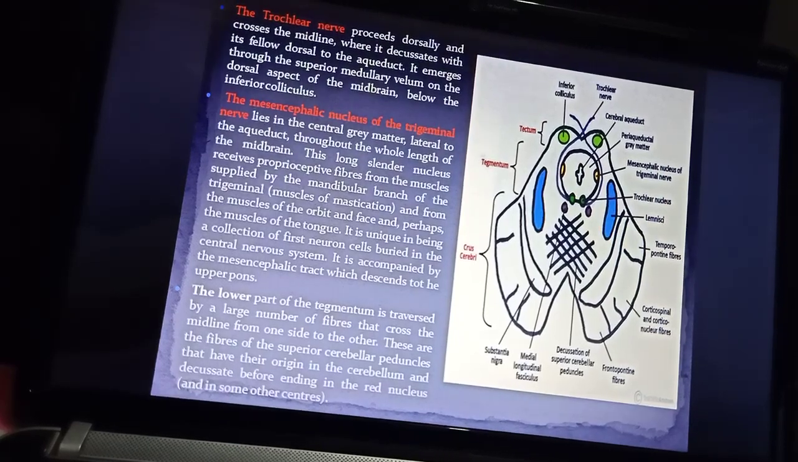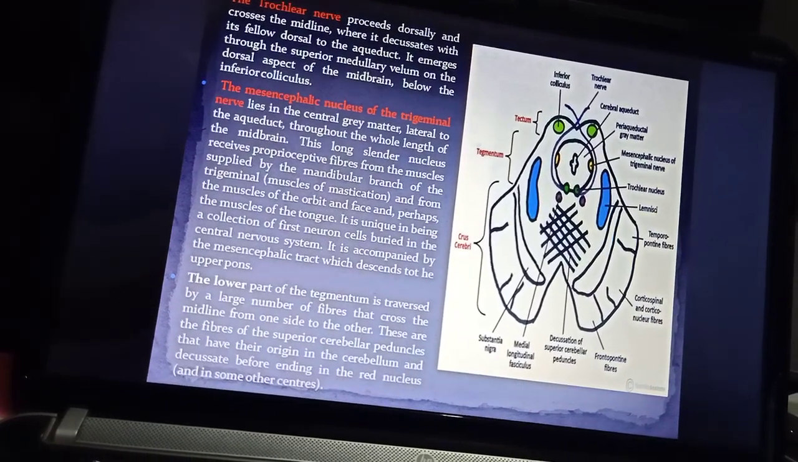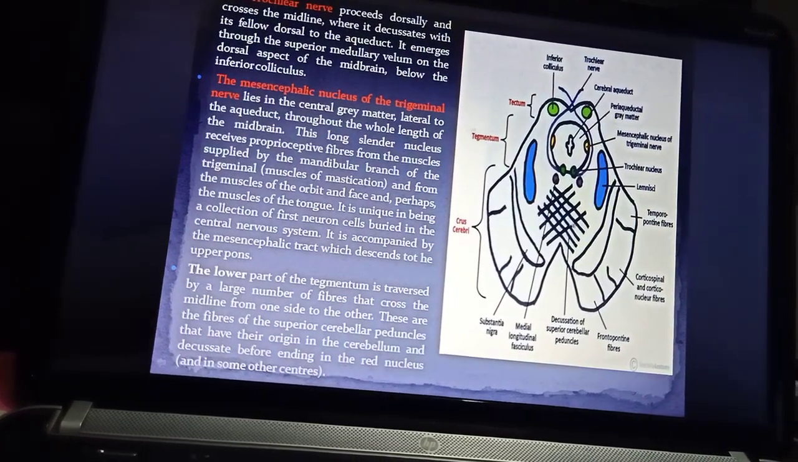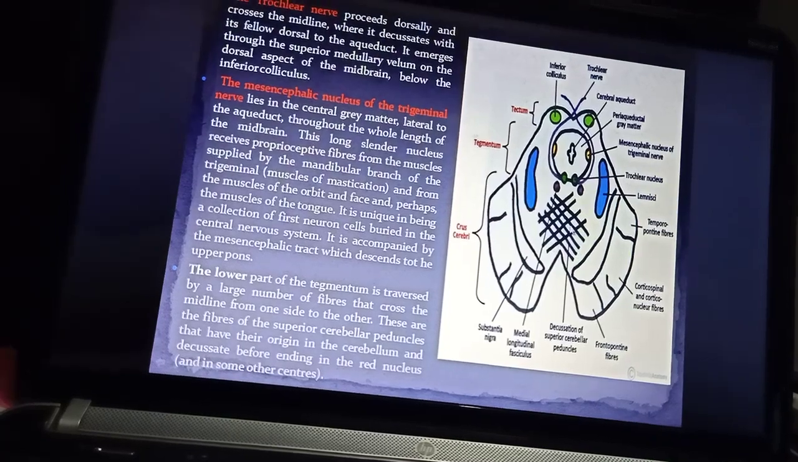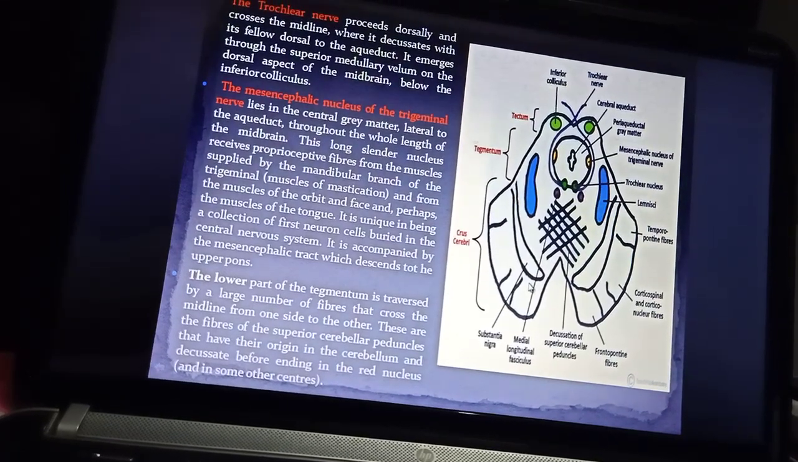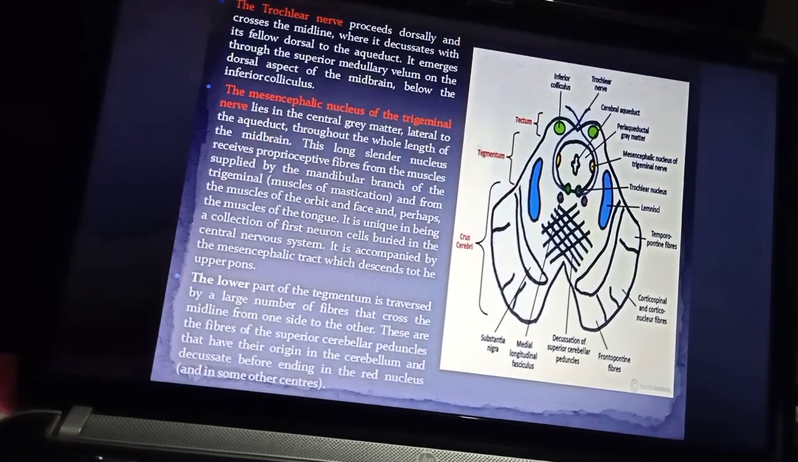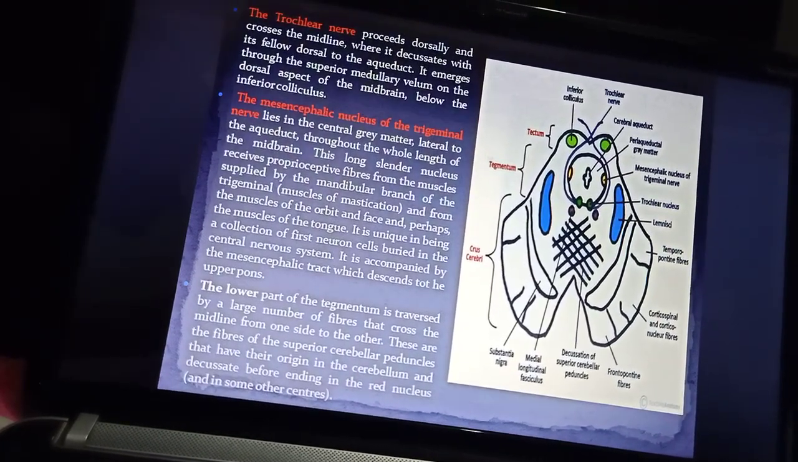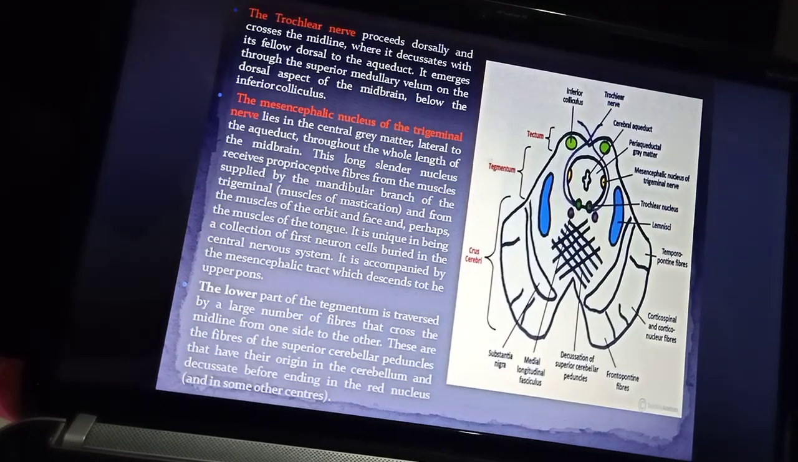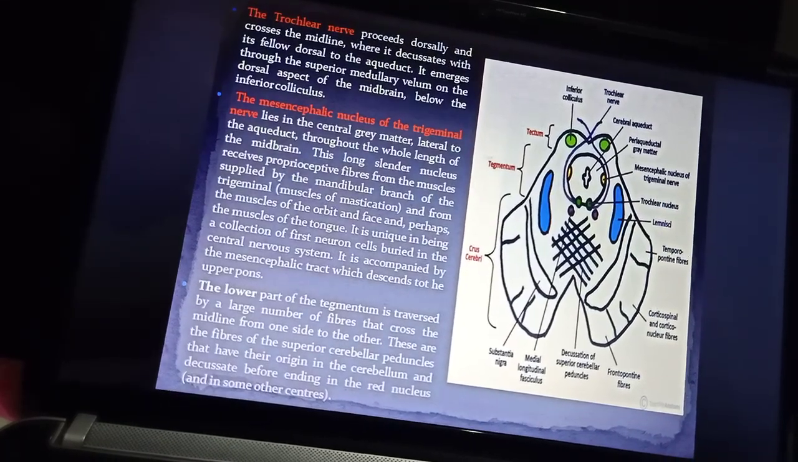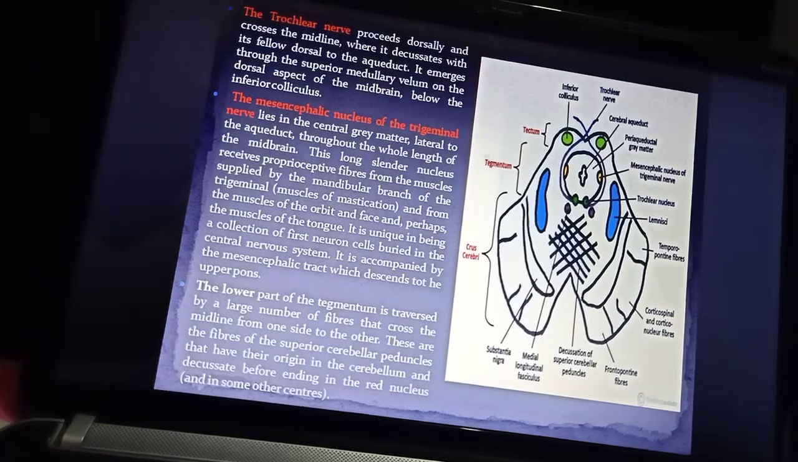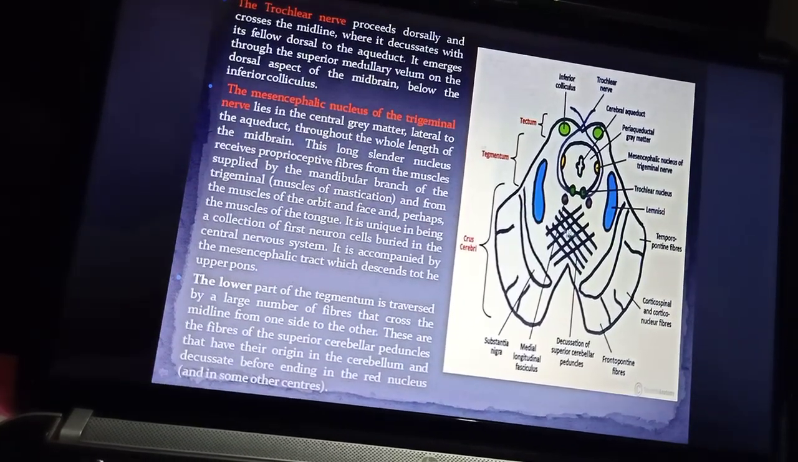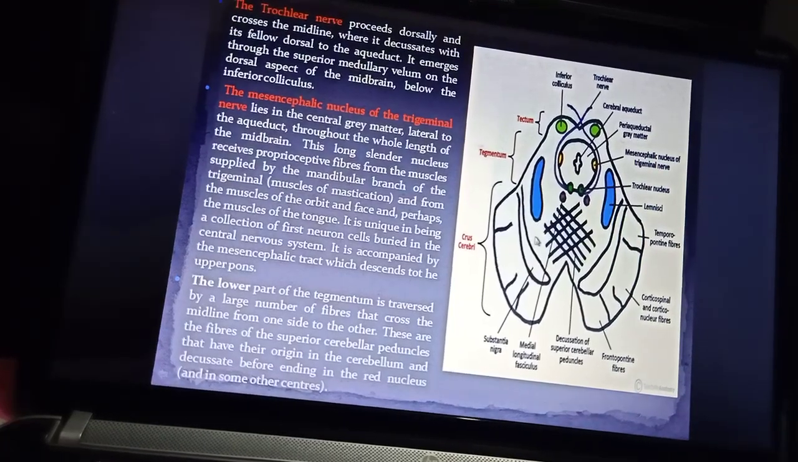The lower part of the tegmentum is traversed by a large number of fibers that cross the midline from one side to the other. See here, this is the crossing of the fibers. These are fibers of the superior cerebellar peduncle that have their origin in the cerebellum and decussate before ending in the red nucleus and some other centers. This decussation of fibers arises from the cerebellum and crosses to the opposite side to end in the red nucleus.